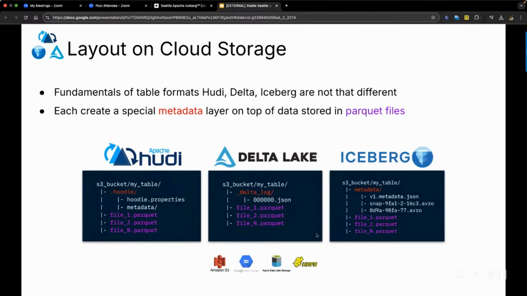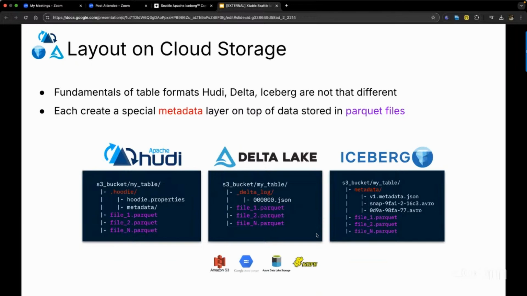For Hudi, it's a notion of basically a timeline where as you're making commits, there's a notion of a file group, and a file group is nothing but just a collection of these file slices that have a reference to a Parquet file and a log file for the actual appends.